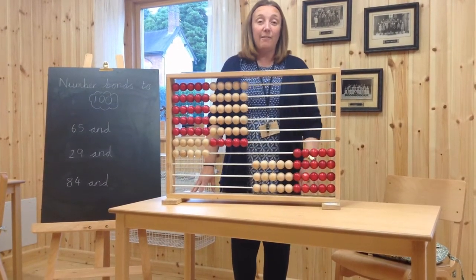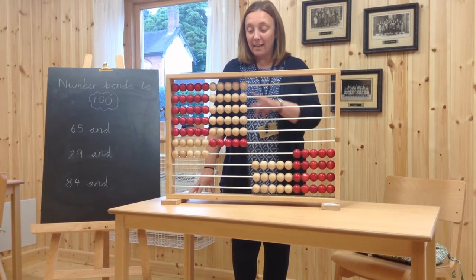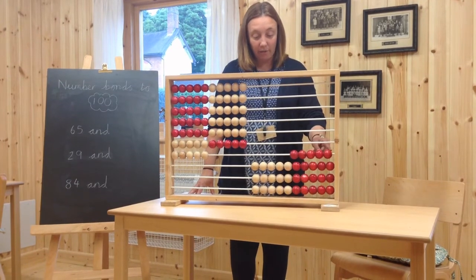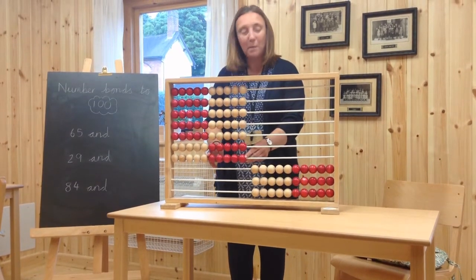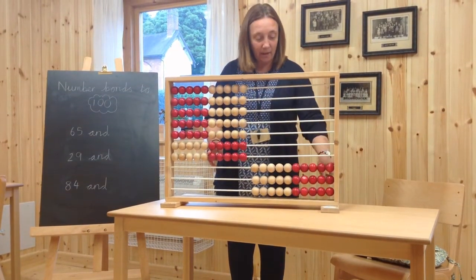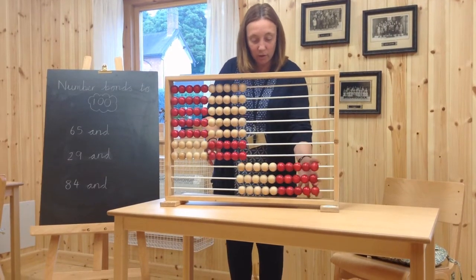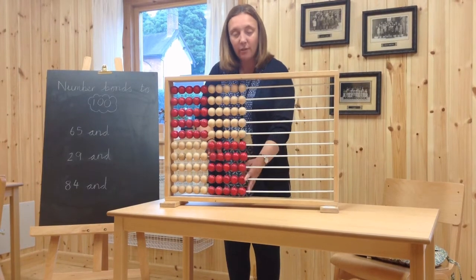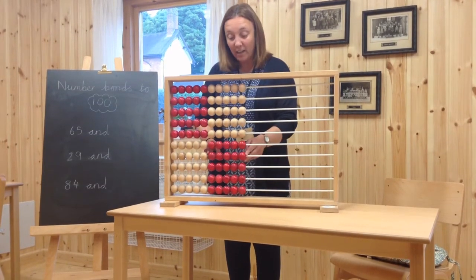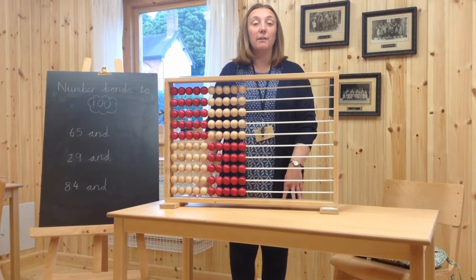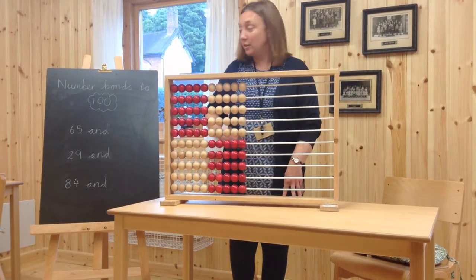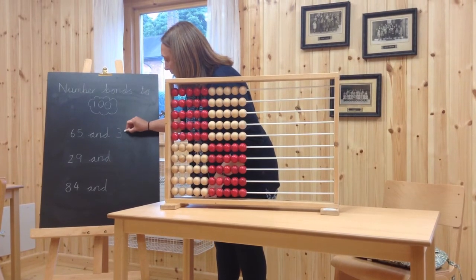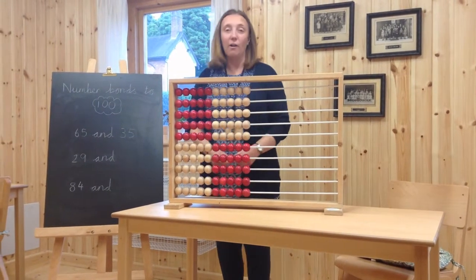What we've got left is how many we would need to add to 65 to make 100. I can see I've got 5, that would make 70, and then I've got 3 tens, that would complete the 100. So I had the 5 and the 3 tens, 30, so I know that I needed 35 more to total 100. So 65 and 35 gives me a total of 100.